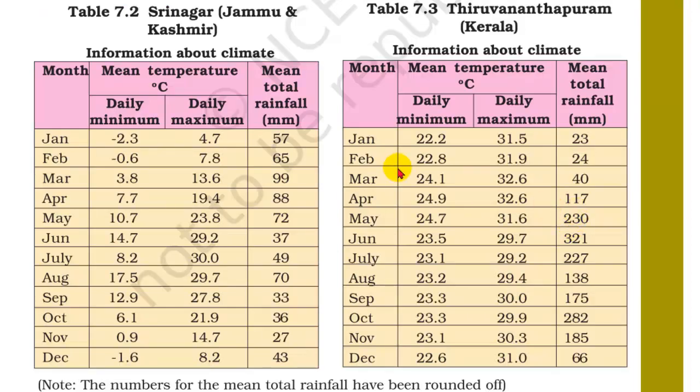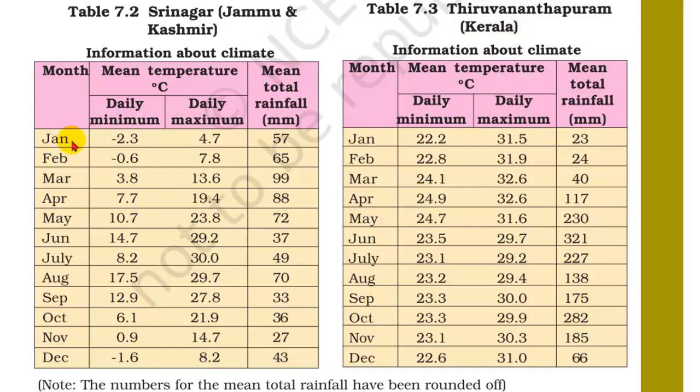Now let's see this table. Table 7.2 is for the information about climate for Srinagar, Jammu and Kashmir, and table 7.3 is for Tiruvananthapuram, Kerala. Let's see.